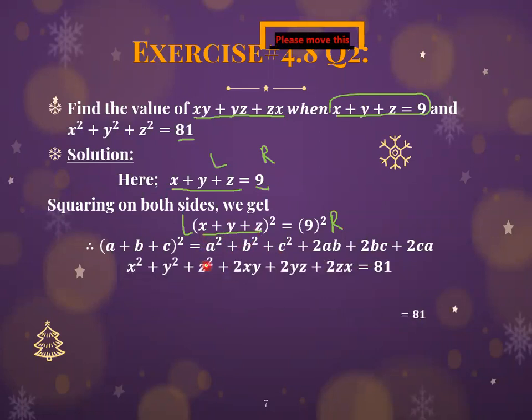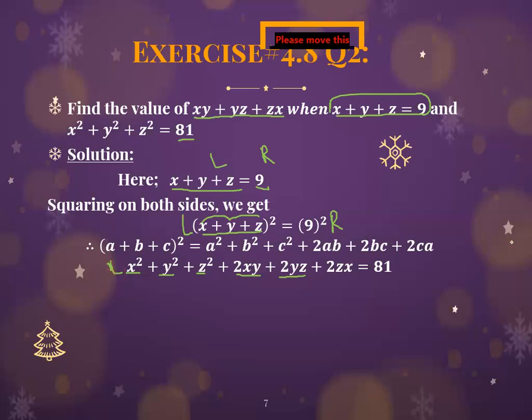On the left side you will write this formula: x square plus y square plus z square, then plus 2xy. First you multiply these two terms, so you write 2xy. Then the next two terms, yz, so you write plus 2yz. And the first and the last terms, z and x, give plus 2zx. Okay, now this is your left side.